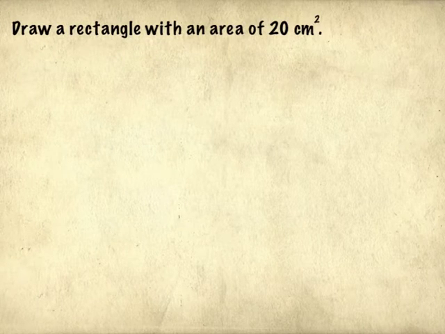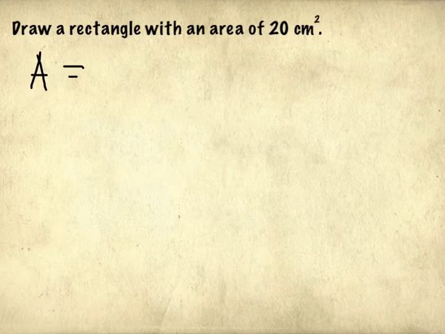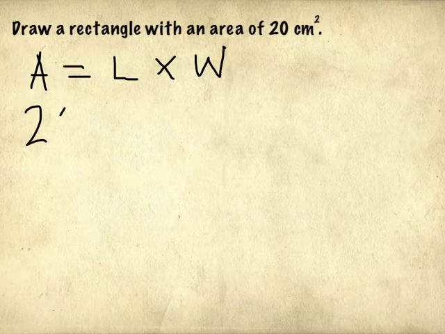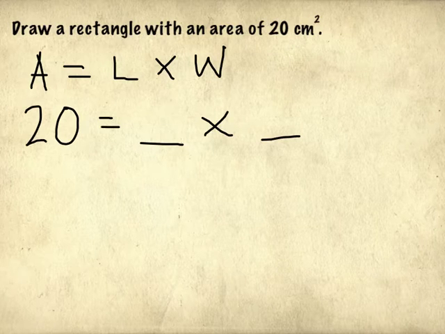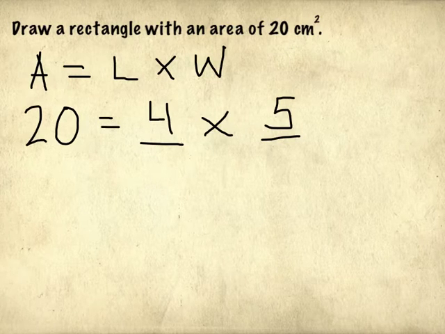The next one's a little trickier. It asks me to draw a rectangle with an area of 20 centimeters squared. The trick here is to remember the formula for area. Area equals length times width. So if area is 20, then I have to sub in any two numbers that will multiply to give me 20. For example, 4 and 5. That would work. 2 and 10 would also work. 1 and 20 would work. But for my purposes, I'm just going to do 4 and 5.